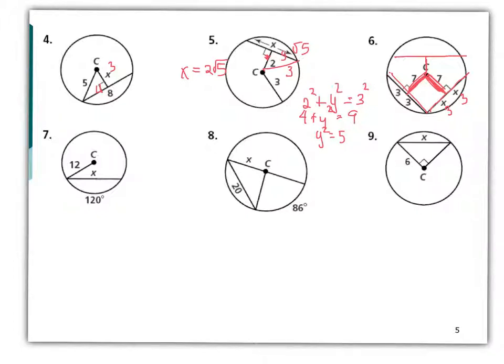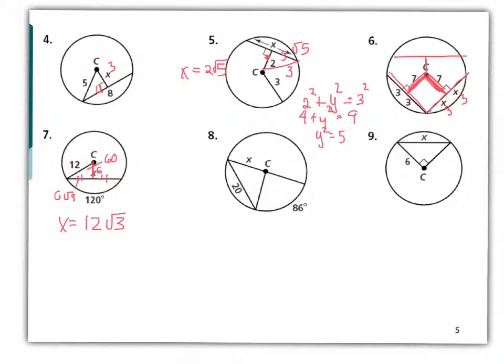Number 7, we are going to drop a perpendicular, which we know bisects our chord. That means it's 60 degrees. So I know that the distance here will be 6 based on our 30, 60, 90. This distance right here will be 6 rad 3. And so all of x will be twice that. So x will equal 12 rad 3.